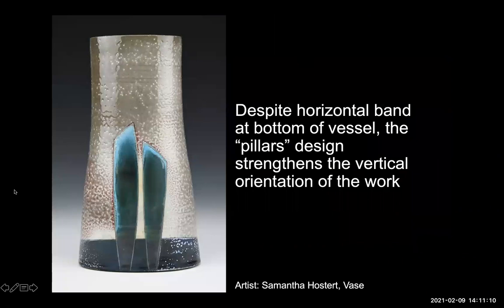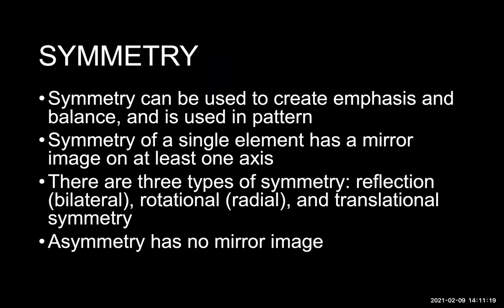In this piece, despite the horizontal band at the bottom of the vessel, the pillar's design strengthens the vertical orientation of the work. Symmetry can be used to create emphasis and balance and is used in pattern. Symmetry is a single element that has a mirror image on at least one axis. There are three types of symmetry: reflection, rotational, and translational. Asymmetry has no mirror image.